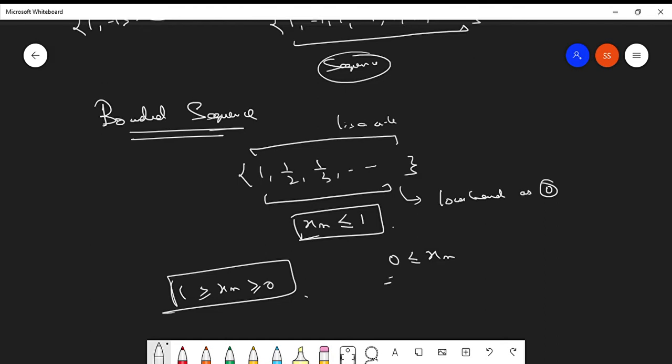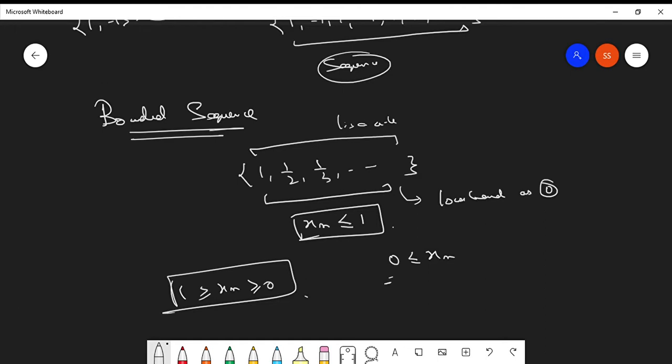If you have an upper bound to the sequence and a lower bound to the sequence. Upper bound means some real number, and it is not mandatory that the real number belongs to the sequence itself; it can be outside the sequence also. But if there exists a real number such that every nth element of this sequence is less than or equal to it, then we call that an upper bound of the sequence, and the converse for the lower bound.